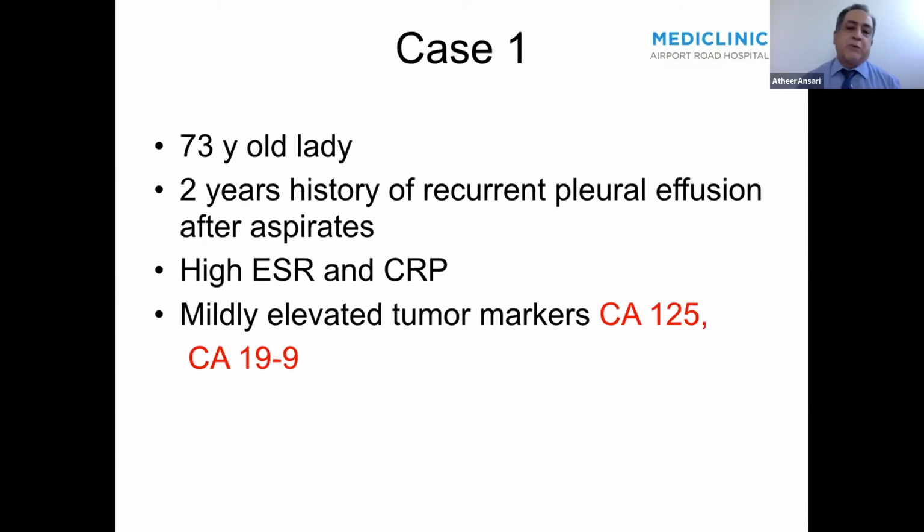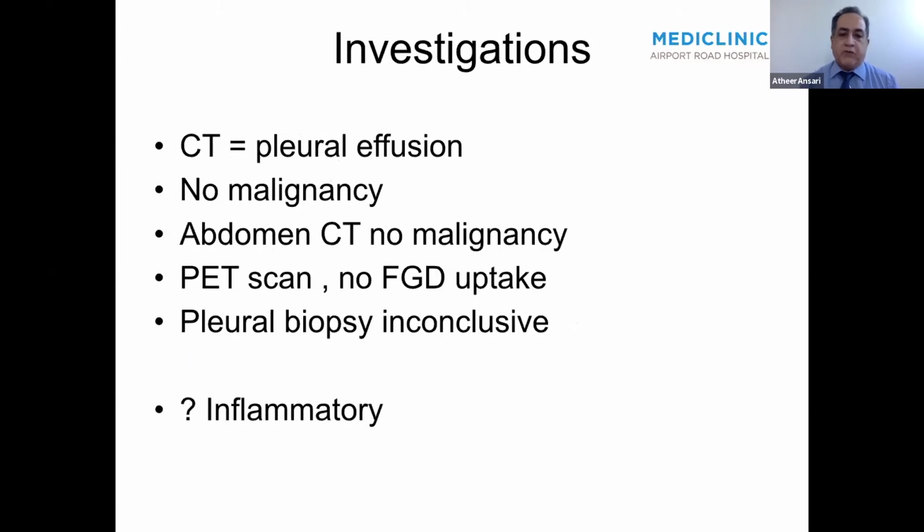What triggered me to put this lecture together is this case. A 73-year-old lady had a 2-year history of recurrent pleural effusion and aspiration. Two years for such a case, which we prove later, is just too long. They should ask me after 2 months, perhaps, when they have investigated enough and found nothing, not 2 years. She always had high ESR and CRP, and mildly elevated tumor markers, CA125 and CA19. So that's what made them investigate thoroughly for cancer.